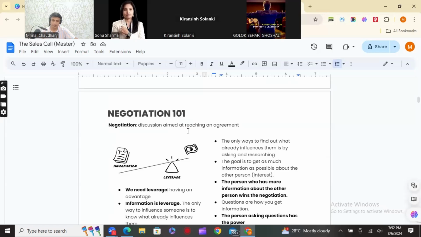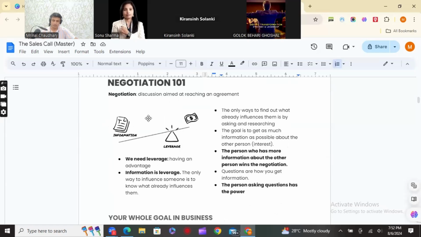And then the negotiation. This is the leverage part, how you can have more leverage. If you have more information, then you have more leverage, and you can win this battle. Whoever has more information wins, so you should collect as much information as possible, as many pain points as possible from the customer. So we need leverage, having an advantage. Information is leverage. The only way to influence someone is to know what already influences them.